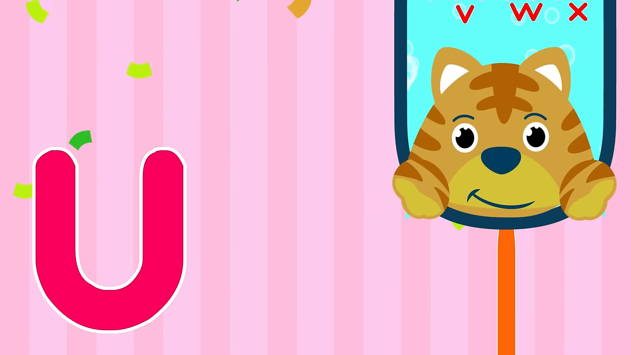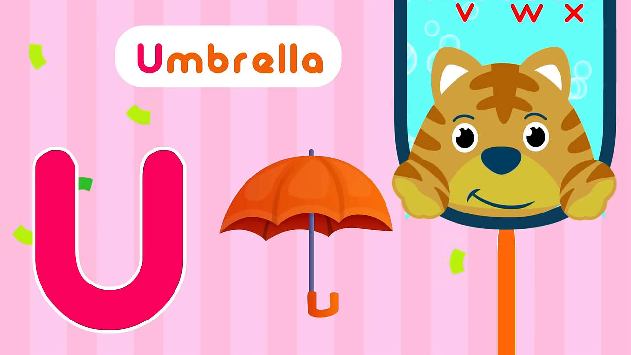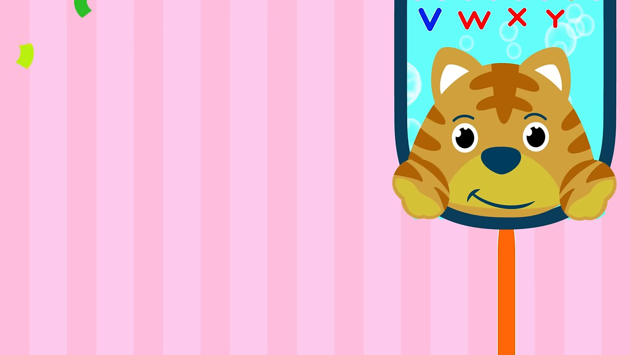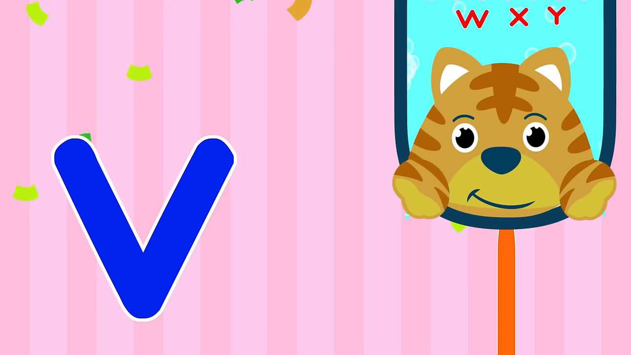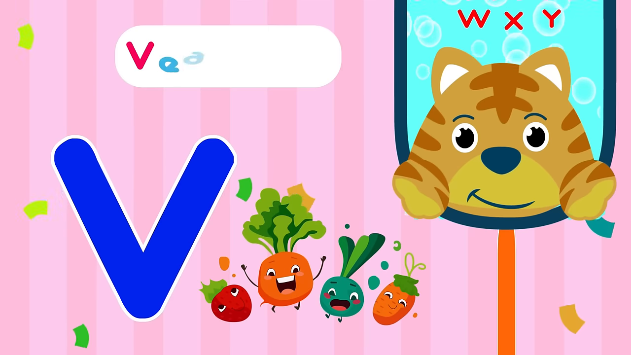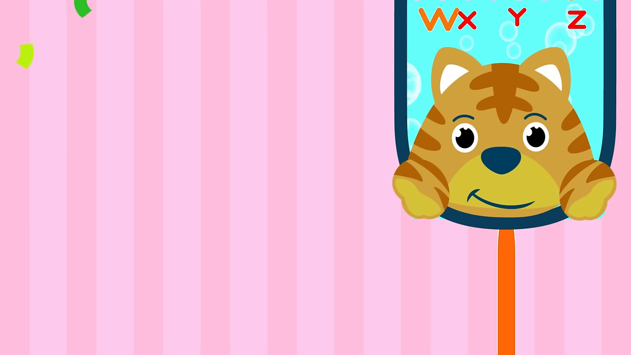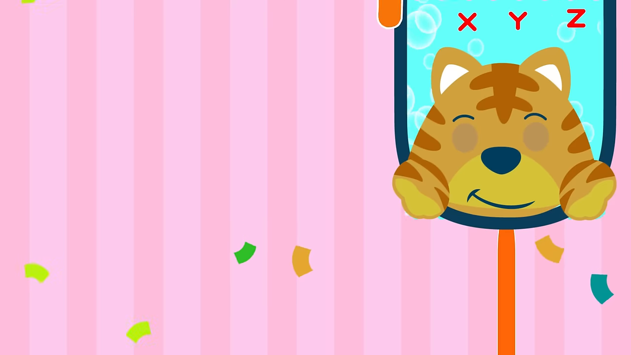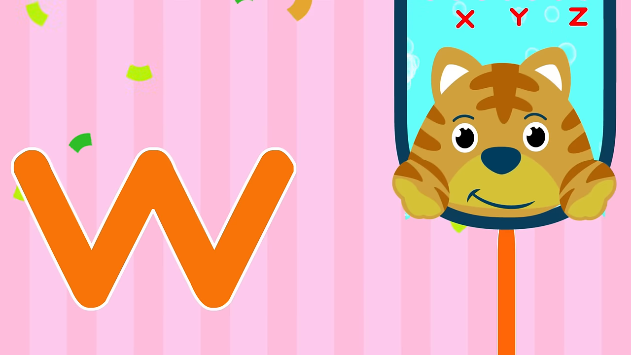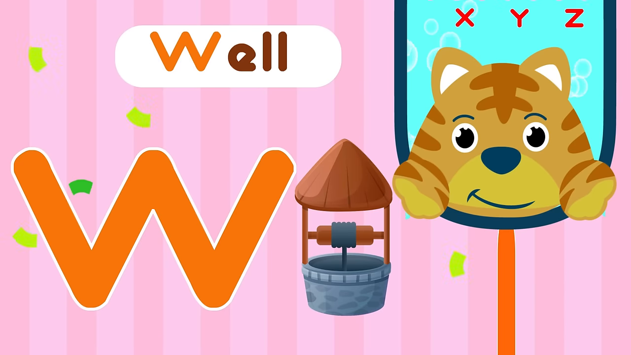U. Umbrella. U is for umbrella. V. Vegetables. V is for vegetables. W. Wow. W is for well.